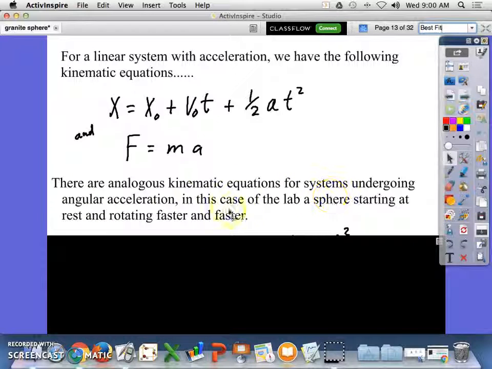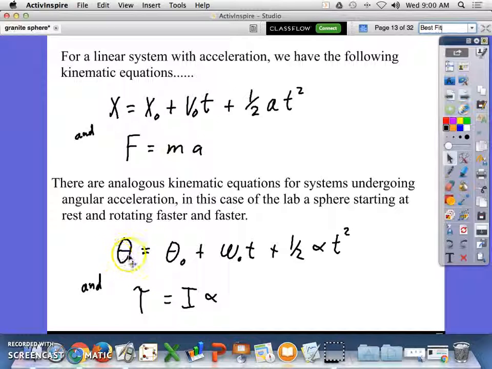There are analogous kinematic equations for systems undergoing angular acceleration. In this case of the lab, a sphere starting at rest and rotating faster. So these two equations that you're familiar with for something moving in line have equations very much like them for things spinning. The angle theta that an object ends at is equal to its original angle theta plus its original angular velocity times t plus 1/2 its angular acceleration times t squared, and torque equals I alpha is analogous to F equals ma. Torque is equal to moment of inertia times angular acceleration.